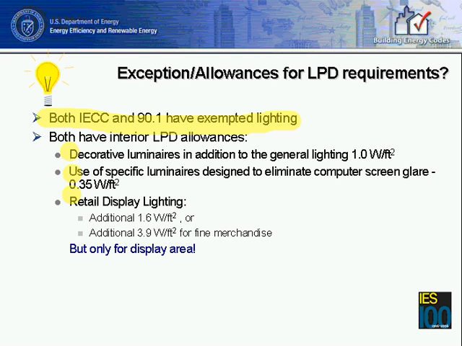And in this case, you get additional allowances, two different levels, depending on the type of merchandise or the type of lighting you're doing. The important point here is that these are only for the display area. You don't just skip them for the whole building. So you have to document where they're being used and make sure they are separately switched and only used for display.